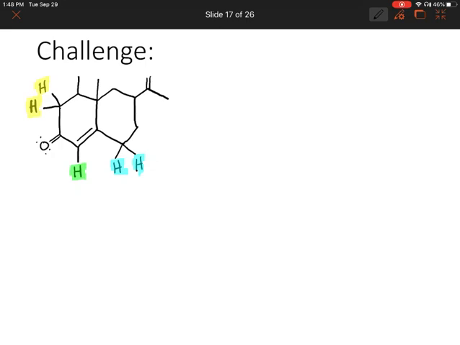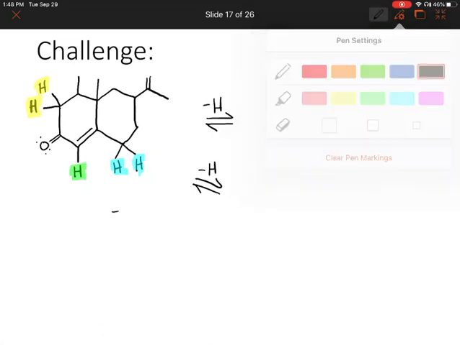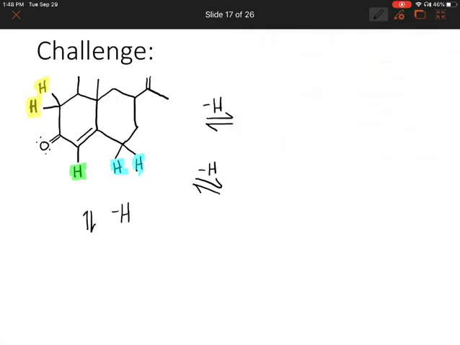All right, so let's draw the conjugate bases that would result if we lost one of each of these hydrogens. Oops, I drew my arrows wrong. They're both pointing the same direction. That's not equilibrium. Okay, so if you want to try this on your own first, feel free, and then we'll go over it together. Okay, so let's see what happens if we lose a blue hydrogen first.